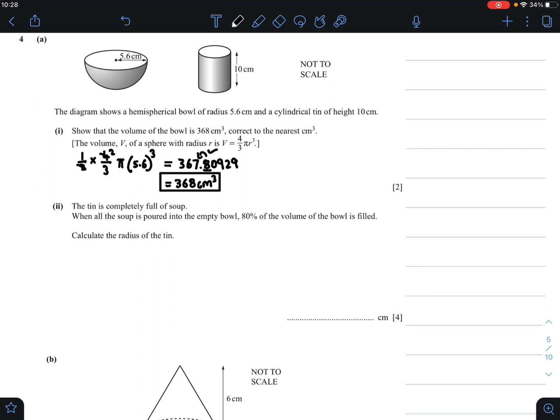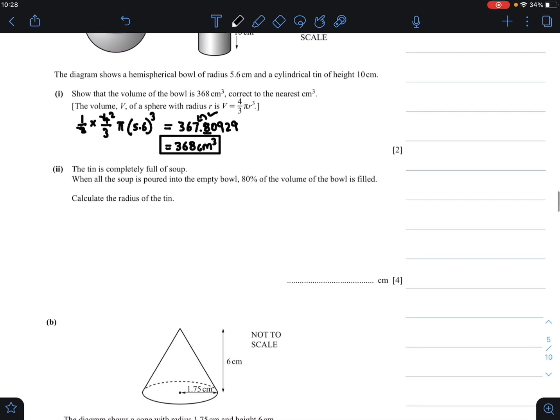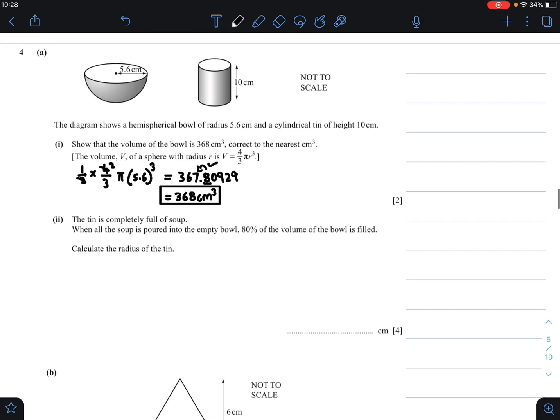Now let's move to part A2. For part A2, they are telling us that the tin is completely full of soap. When all the soap is poured into the empty bowl, 80% of the volume of the bowl is filled. So we can say that 80% of the volume of the bowl, so that is 80 divided by 100 multiplied by 368, is equal to the volume of the cylinder, or the volume of the tin.